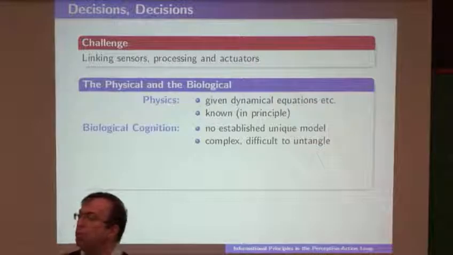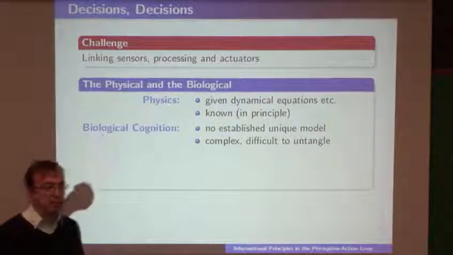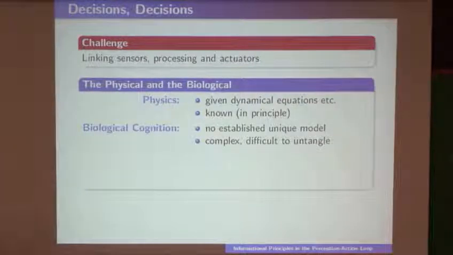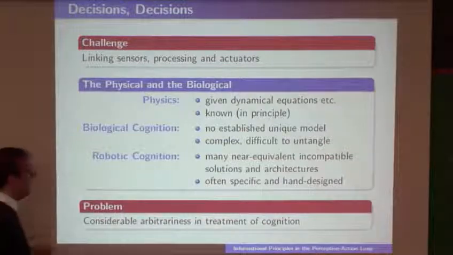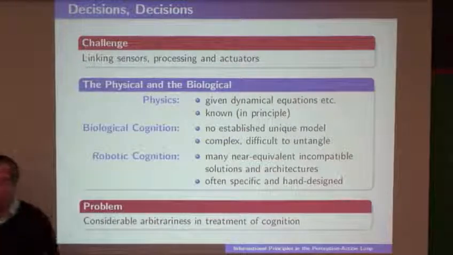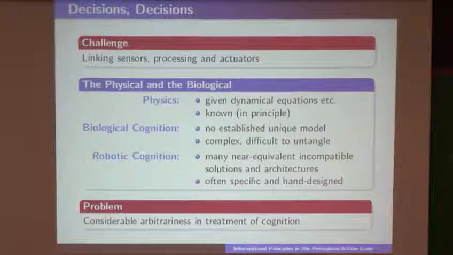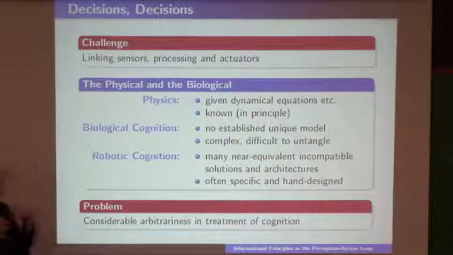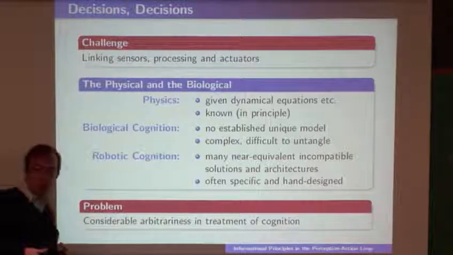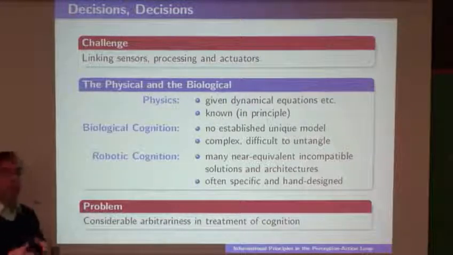Now the question is, how do we distinguish that? It's not mathematics. Mathematics is either right or wrong if you can get the proof. And I add another one, which comes from an area where I'm particularly active, namely robotic cognition. When you build a robot that does something, you have many solutions that achieve this, and they are completely incompatible.